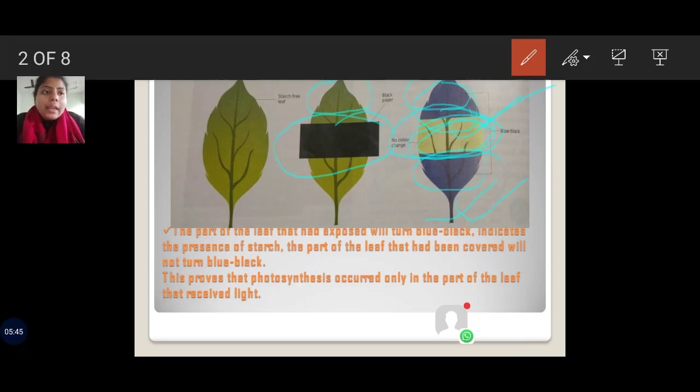Okay, that means it ensures that photosynthesis has not occurred because the light exposure has not been received by the covered part. Since photosynthesis has not occurred in that part, the starch is absent, and hence the iodine solution wasn't able to turn the part bluish black in color. That's all. So let's move on to the next experiment.